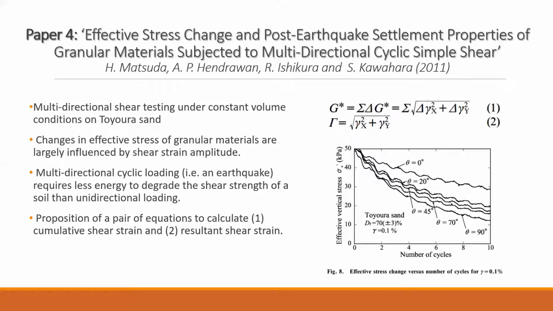Written in 2011, this paper investigates the relationship between the cyclic loading effects of earthquakes on the effective stress of sand. Throughout their research, Matsuda et al. simulated earthquake action through multi-directional shear tests and found that the shear strain amplitude has a large impact on the effective stress of granular materials, and that cyclic strain and pore water pressure increase with the number of loading cycles, whilst the vertical effective stress decreases.